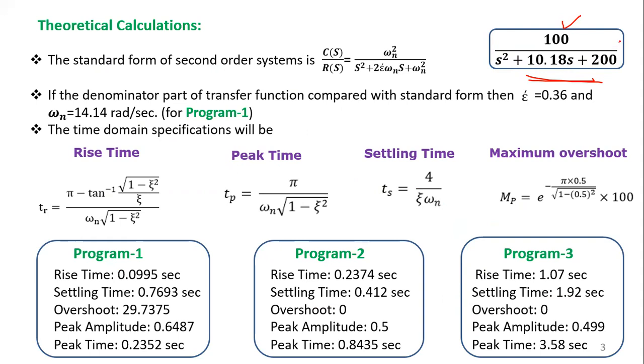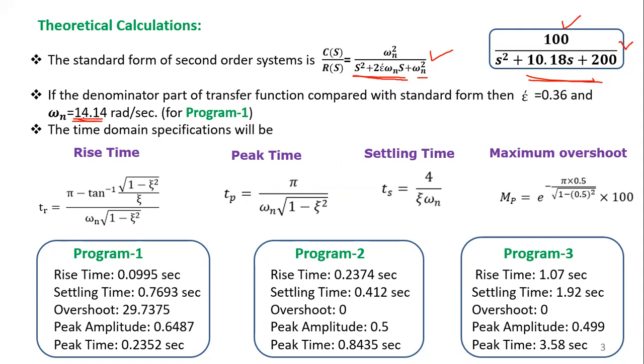Now we compare this closed loop transfer function with the standard form of the second order system, that is C(s)/R(s) = omega_n^2/(s^2 + 2 zeta omega_n s + omega_n^2). Now we compare this denominator with our closed loop transfer function. From that, omega_n^2 is equal to 200, and from that we get omega_n as 14.14 radians per second.